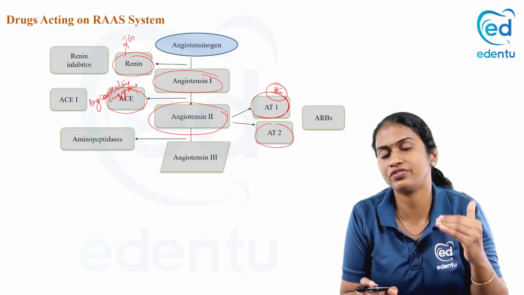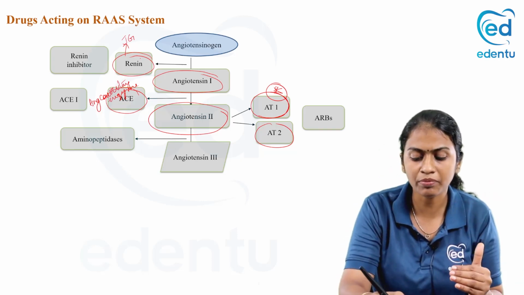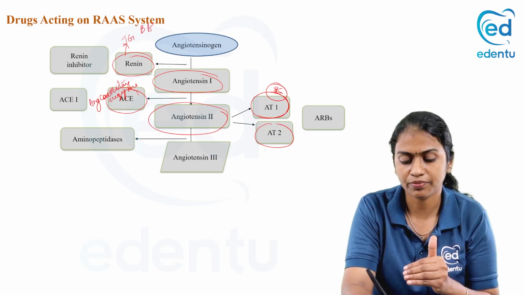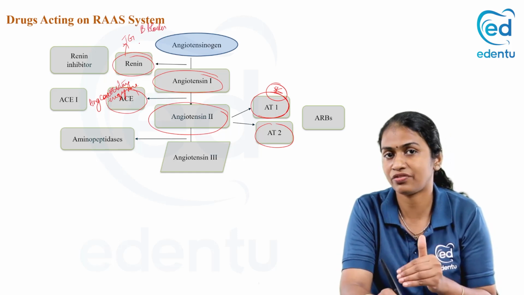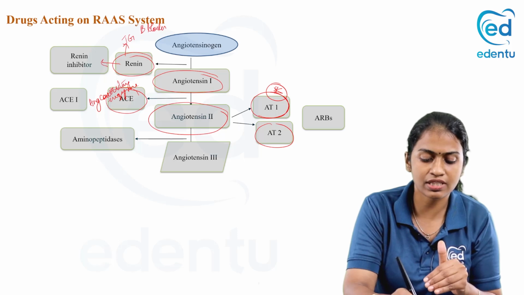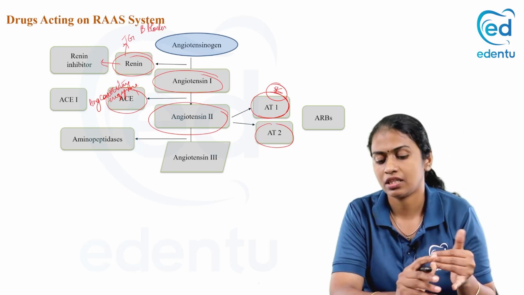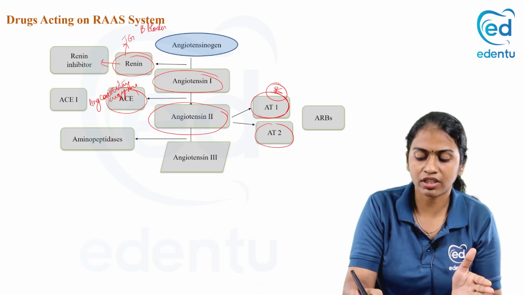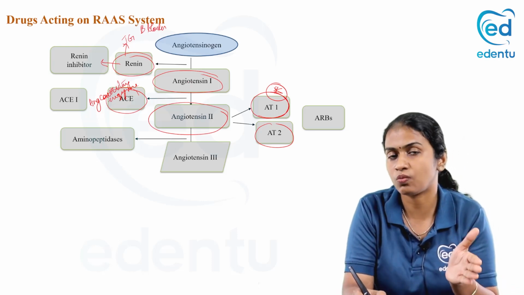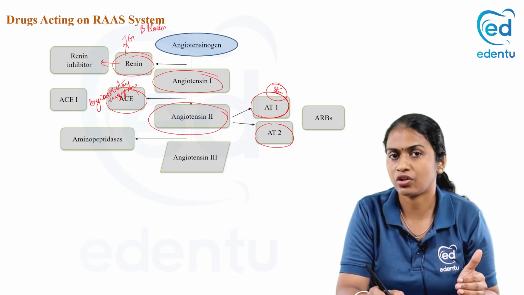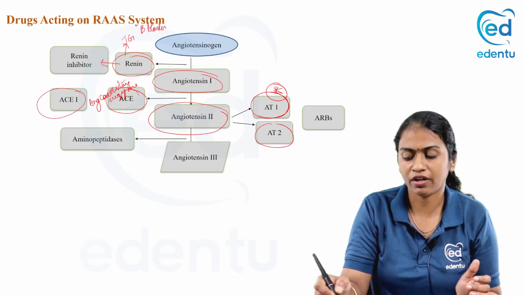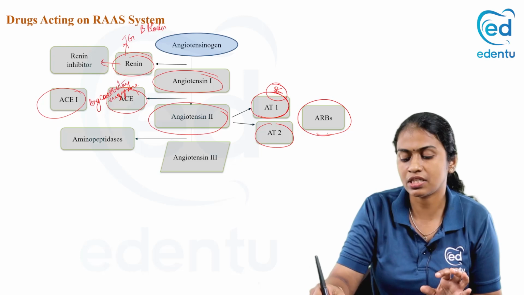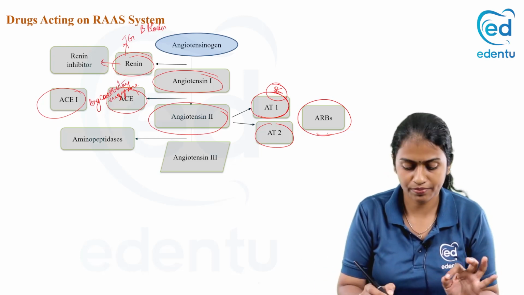It can act on each of these steps, right from renin release inhibition. You have beta blockers which inhibit the release of renin. Then you have agents that directly inhibit the renin, that is your aliskiren group of drugs. Then you have drugs that inhibit the conversion of angiotensin 1 to angiotensin 2, that is your ACE inhibitors. Then you have drugs that directly inhibit at the level of receptor, that is your angiotensin receptor blockers.